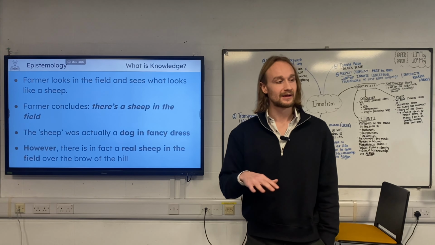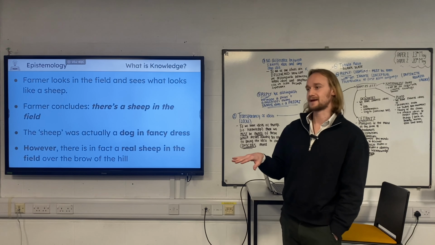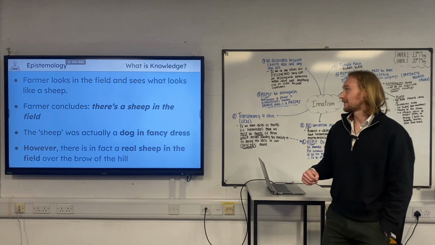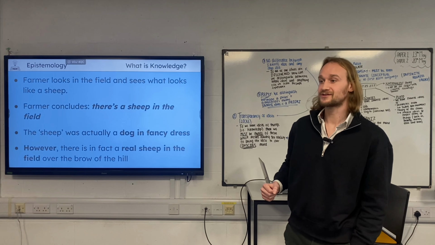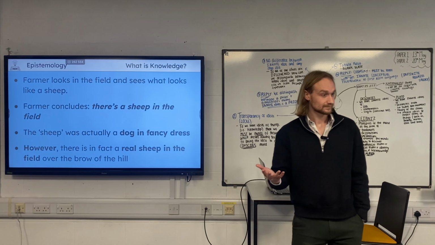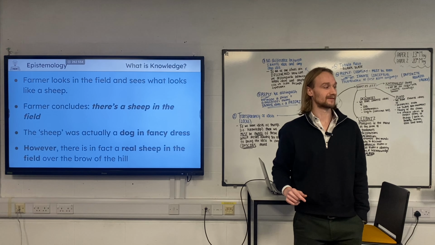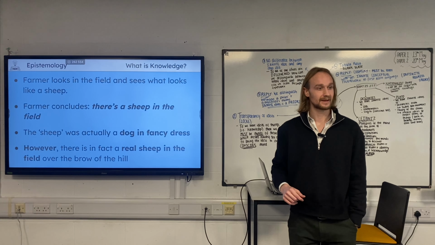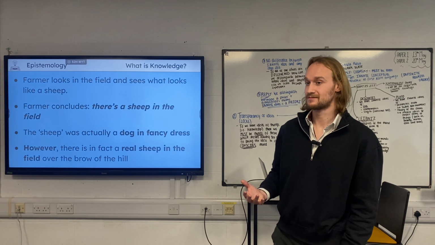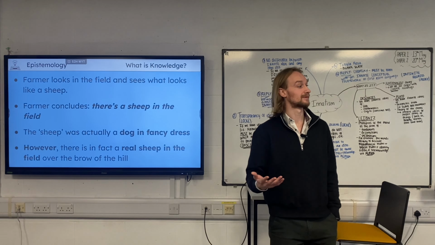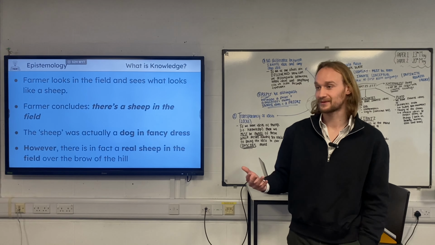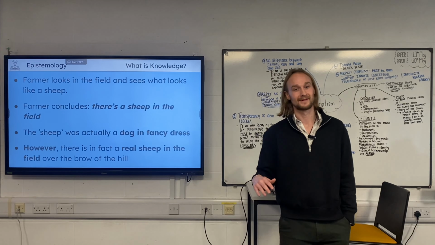Similar to fake barn county case in some ways. This time, a farmer looks into the field and sees what he thinks is a sheep. And he says, there's a sheep in the field. It turns out the sheep is actually a dog disguised as a sheep. It's a dog in fancy dress, looks like a sheep. It's not really a sheep.